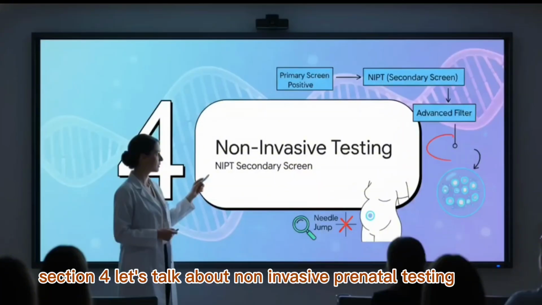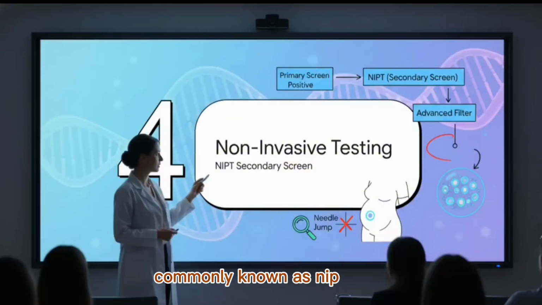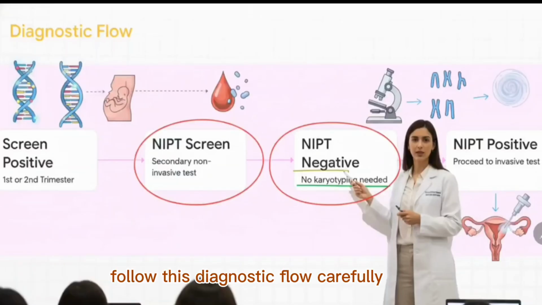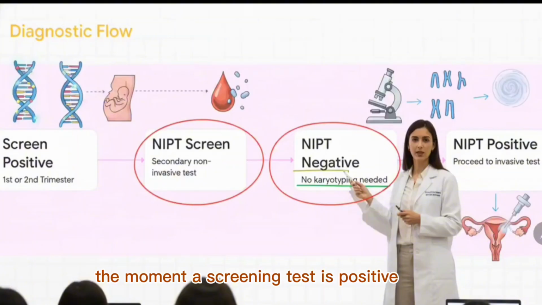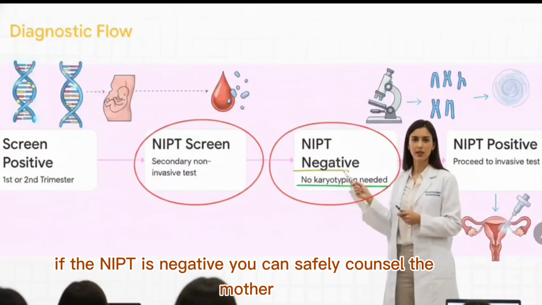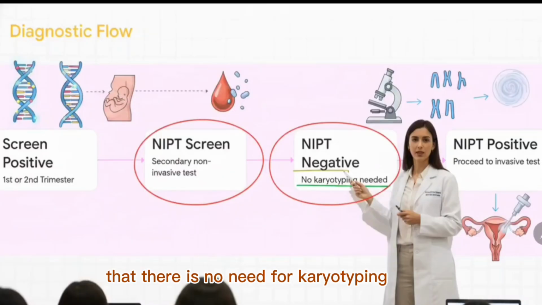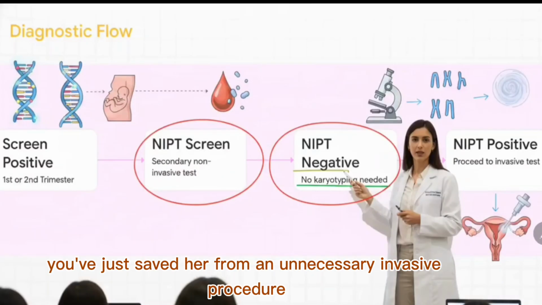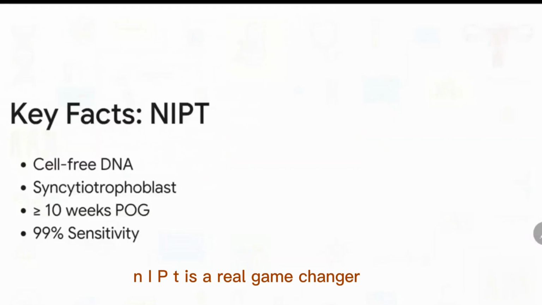Section 4. Let's talk about non-invasive prenatal testing, commonly known as NIPT. Follow this diagnostic flow carefully. We don't just jump in with a needle the moment a screening test is positive. NIPT acts as a highly sensitive secondary filter. If the NIPT is negative, you can safely counsel the mother that there is no need for karyotyping. You've just saved her from an unnecessary invasive procedure. NIPT is a real game changer.